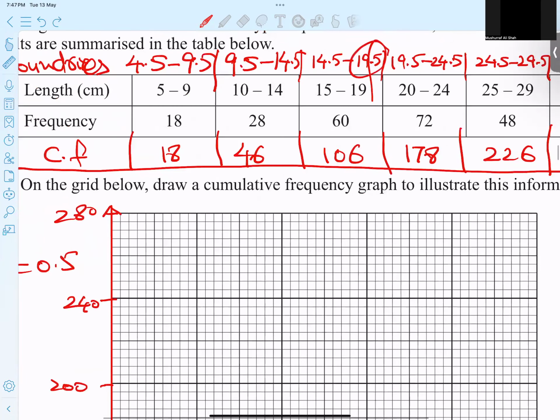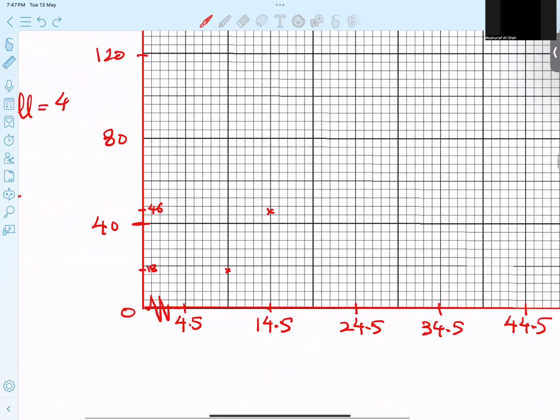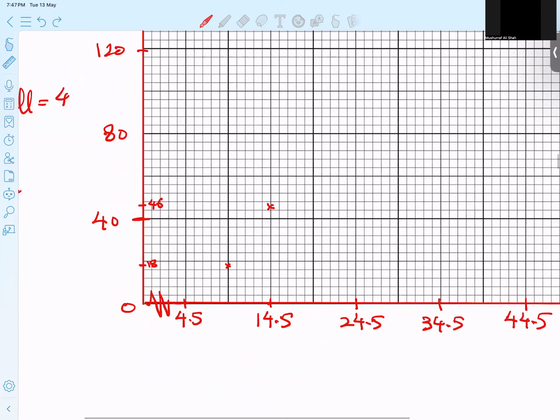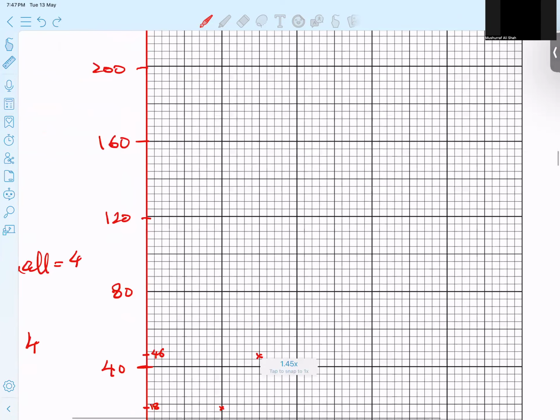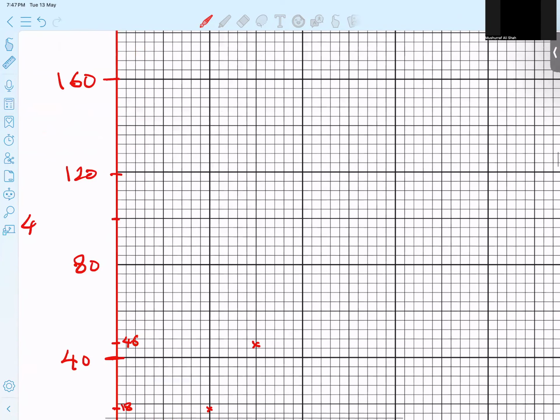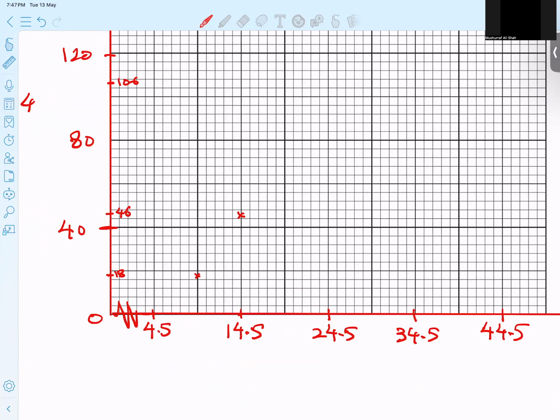And 19.5 against 106. Where is 106? This is 100. You can see 100 here, and one box above is 104, and this is 106. So I'm getting 19.5, 106. So this is my point. I hope the point is very clear. So let's talk about the next part.